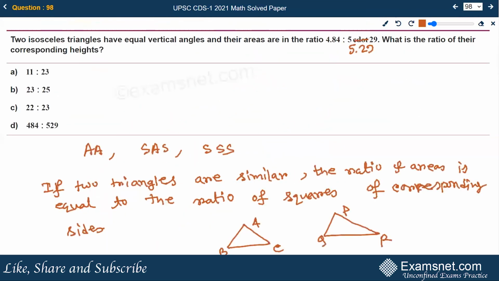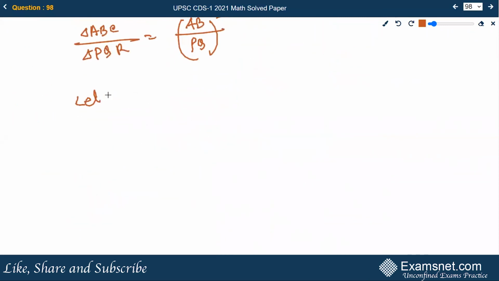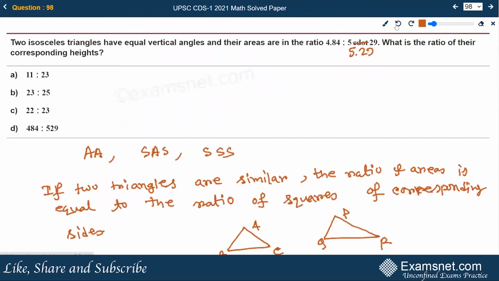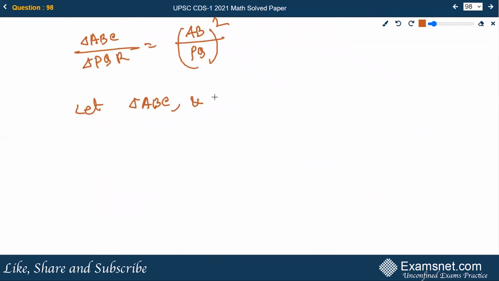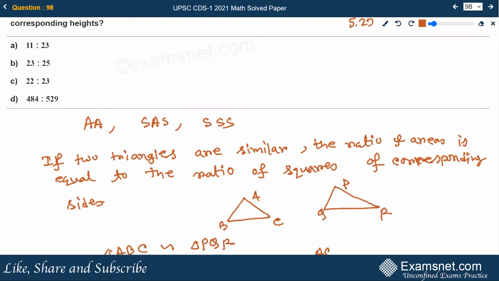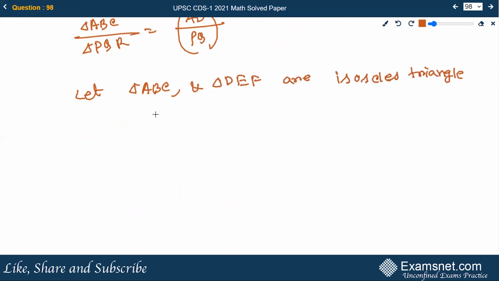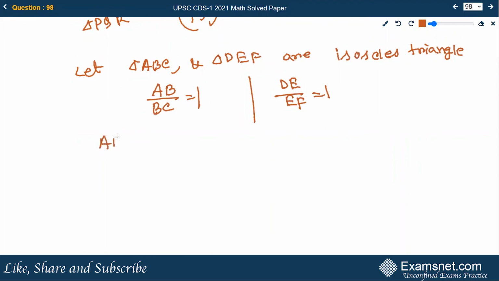Okay, so now in this question we are given two triangles. Let's say triangle ABC and triangle DEF are isosceles triangles. That's what we are given, two isosceles triangles. That means they have two equal sides. So the ratio of those equal sides is obviously 1. DE by EF, the ratio of these equal sides is 1. So since we can see the ratio of two sides is 1, further I can express it, both are the same.